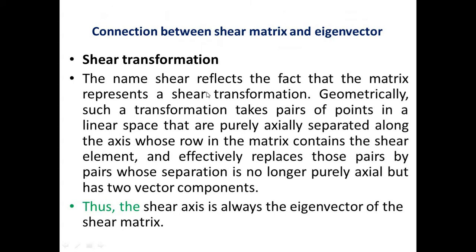Shear transformation: the name shear reflects the fact that the matrix represents the shear transformation. If we consider it geometrically, such a transformation takes pairs of points in a linear space that are purely axially separated along the axis whose row in the matrix contains the shear elements, and effectively replaces those pairs by pairs whose separation is no longer purely axial but has two vector components. Thus, the shear axis is always the eigenvector of the shear matrix.